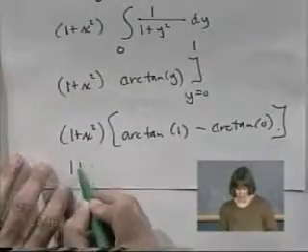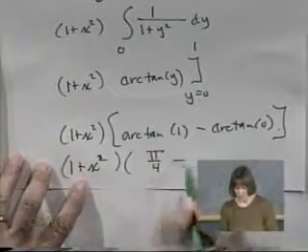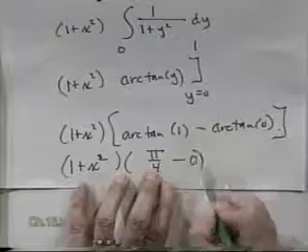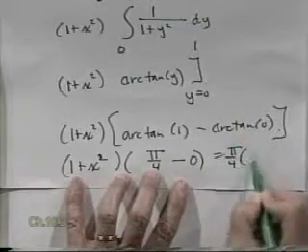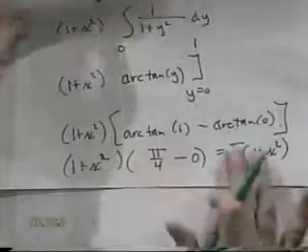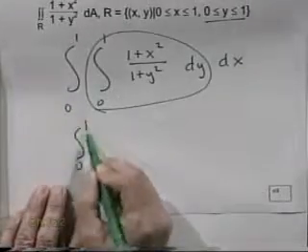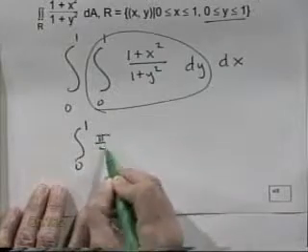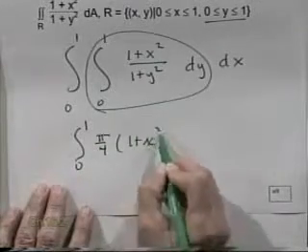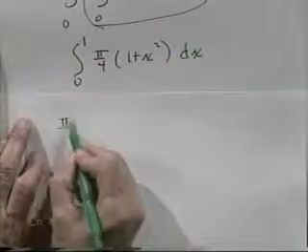So this is 1 plus x squared times pi over 4, and the angle whose tangent is 0 is 0. So we have pi over 4 times 1 plus x squared. We're going to take that and plug it back in here, so we have the integral from 0 to 1 of pi over 4 times 1 plus x squared dx. And definitely the pi over 4 I'm going to factor out.